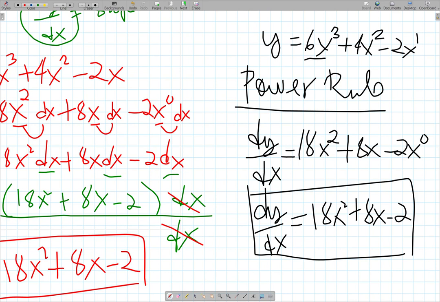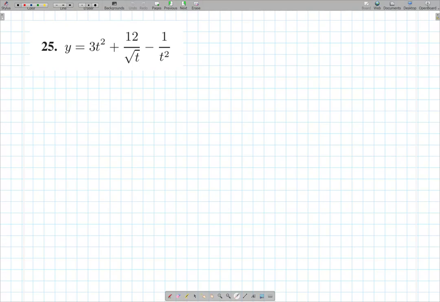Or actually, pwede natin sabihin ito, ang dy over dx is just your slope m, or sometimes tangent theta. Okay, next example. So if you look at number 25, y equals 3t squared plus 12 over square root of t minus 1 over t squared. So paano ba natin gawin ito?